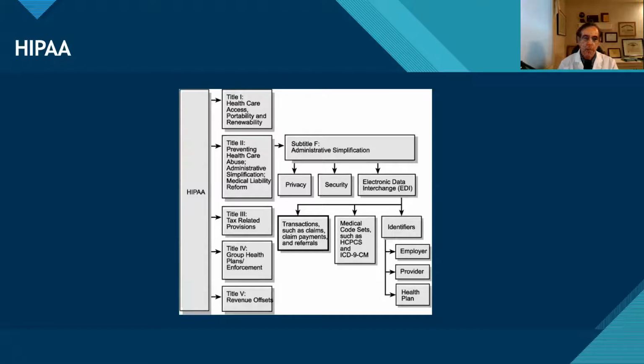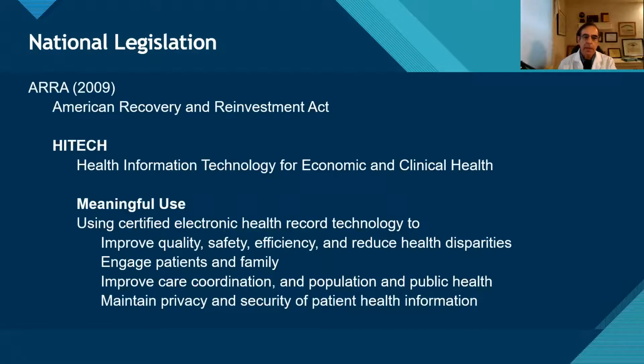So this was all part of HIPAA originally. And then we move on in 2009 to the ARRA, the American Recovery and Reinvestment Act. After the financial collapse in 2008, we were trying to get the economy going again. And part of that was the HITECH Act, in which the federal government tried to promote the further use of electronic health records. And they actually provided an incentive at that point called meaningful use.